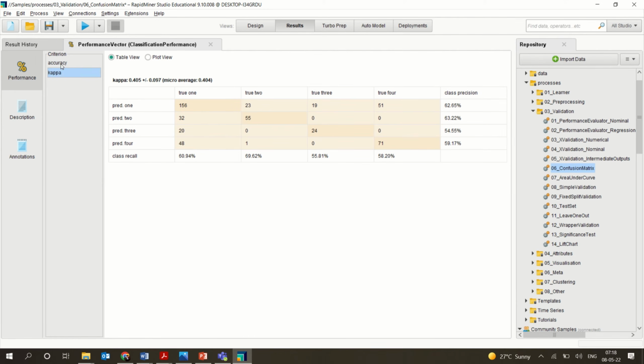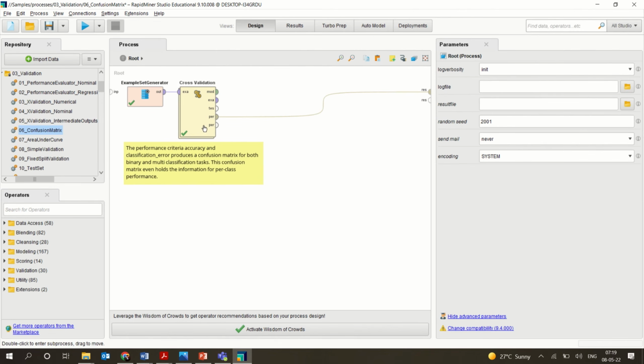We only know the accuracy measure as of now. We have not learned about the kappa measure. Here also you can see how each and every attribute is considered as correctly classified or not. The accuracy is very low, 59 to 60%. So this is one example, and this is how you can utilize this cross validation as of now.